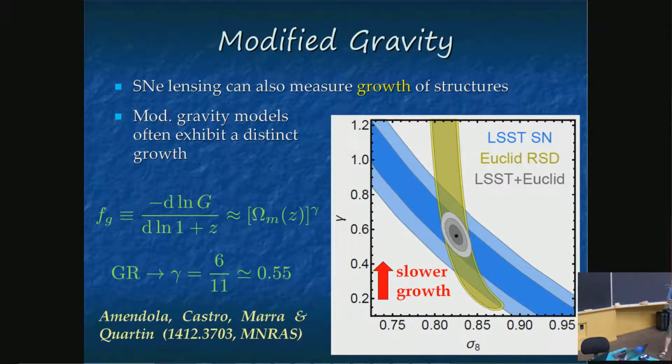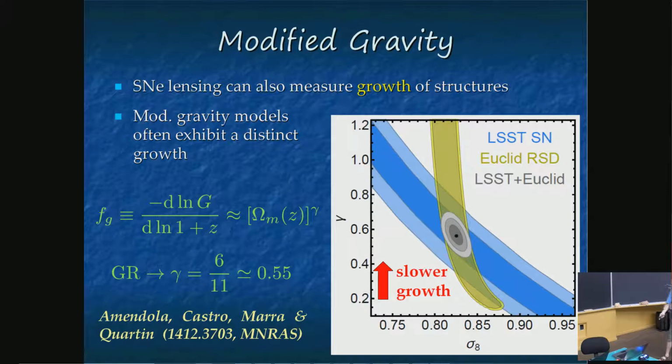Now, you may claim I'm cheating here because if you look at the Euclid papers, the redshift space distortion constraint in Euclid looks much better than this. The reason is that they put a prior on omega matter. Here, I want to have completely independent constraints as much as possible, so I'm not putting any prior on Euclid. It looks very degenerate like this. Okay? And when I include the supernova, it becomes much tighter.